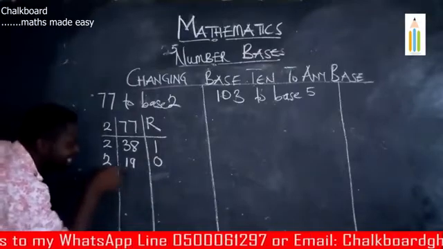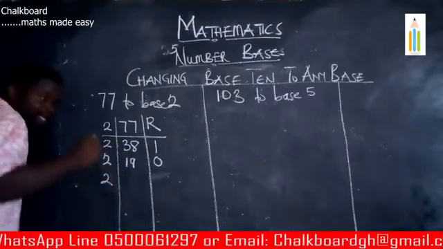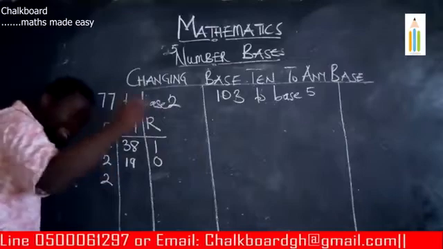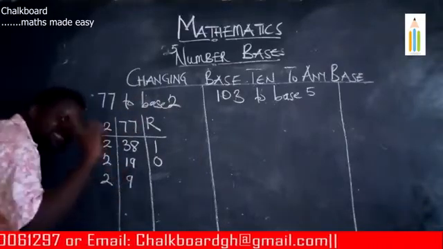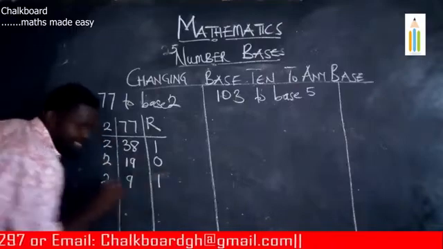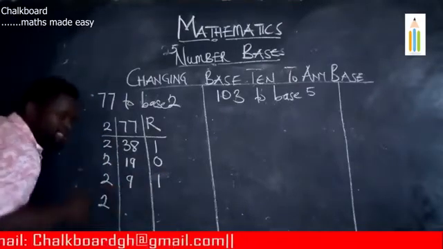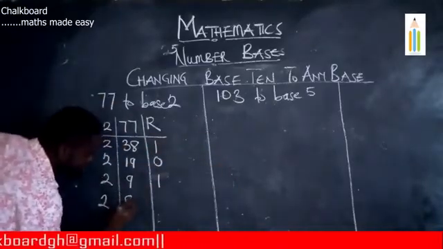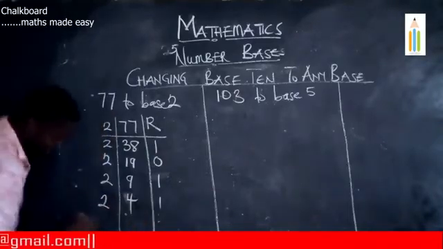Now we continue. 2 times what gives us 19? With this one, we can see clearly that 2 times 9 gives us 18. Plus what will give you 19? That is remainder 1. So we write it here. Are you good? Now 2 times what gives you 9? 2 times 4 is 8, so it's closer to 9. Remember 1.